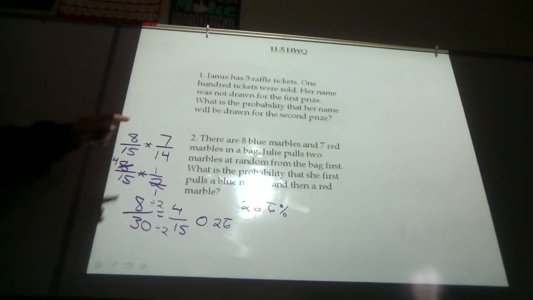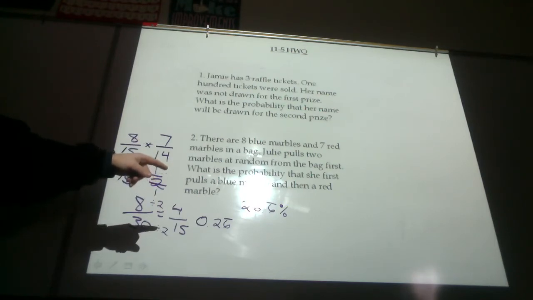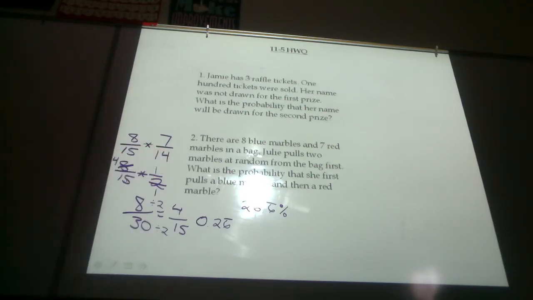Okay? If they ask you to round it to the nearest percent, how would we round this to the nearest percent?